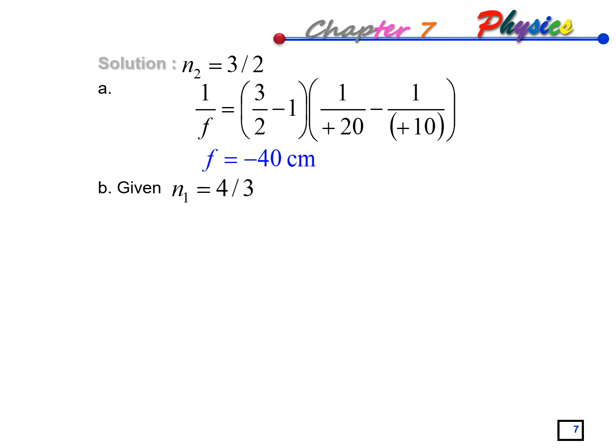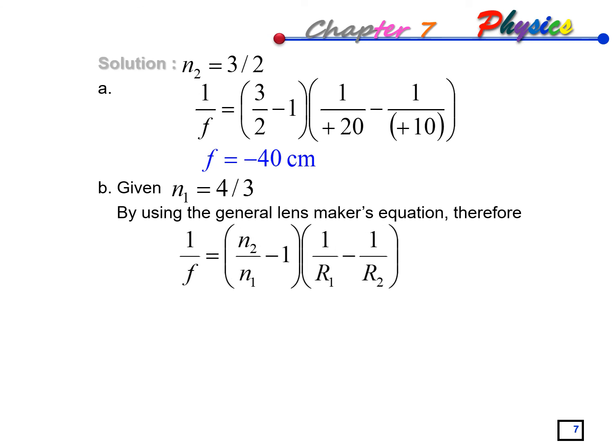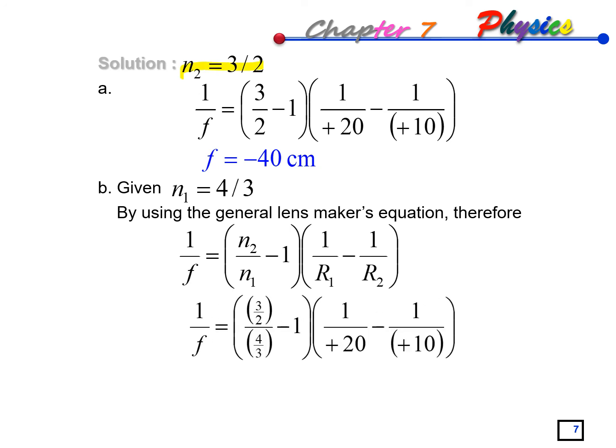Now for question B, it is immersed in a medium with refractive index 4 over 3. That means n1 will be equivalent to 4 over 3. So the general lens maker equation will have the ratio of n2 over n1, where n2 still remains the same, 3 over 2, from the previous one. Replacing in, the final answer we end up with is negative 160 centimeters.